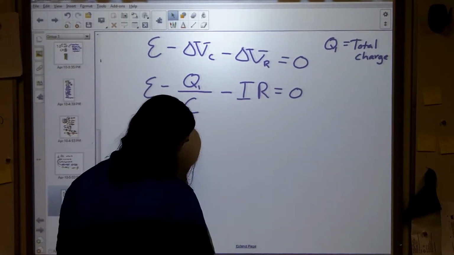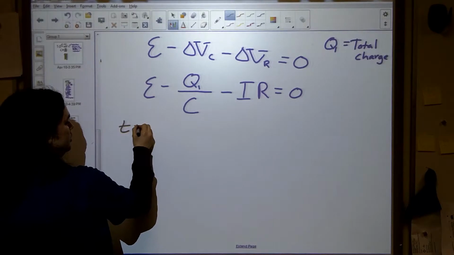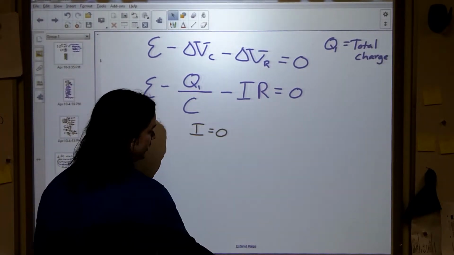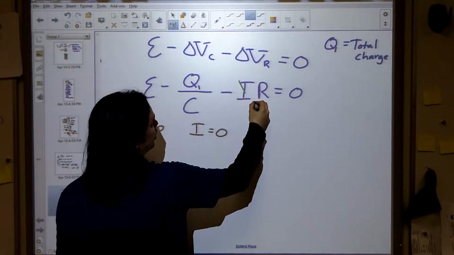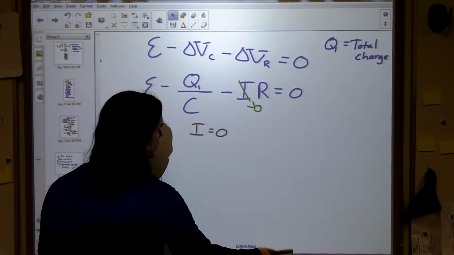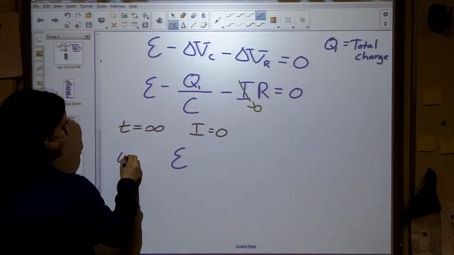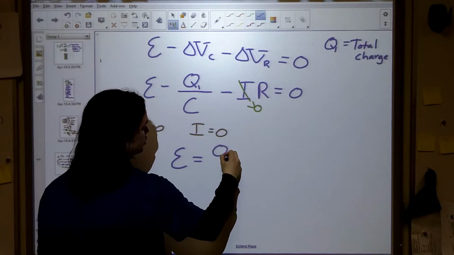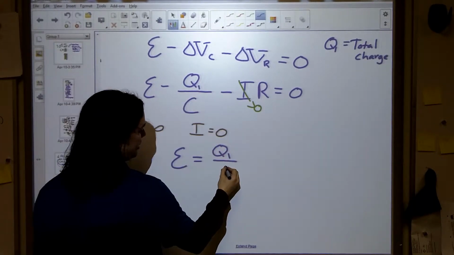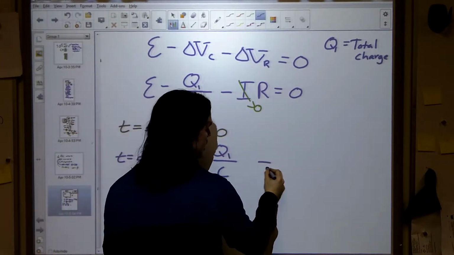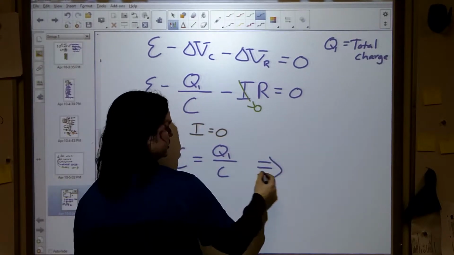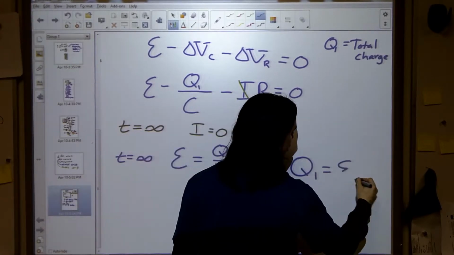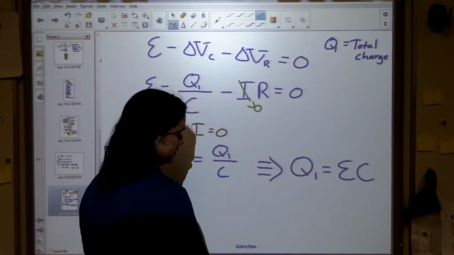Now at time equals infinity, as time goes to infinity, our current will actually go to 0. And if this is 0, then I get the following. At time equals infinity, the potential across the battery will be equal to the final charge on the capacitor divided by the capacitance. I'm going to set something up here. I'm going to switch this around where Q1 now represents the potential of the battery times the capacitance.